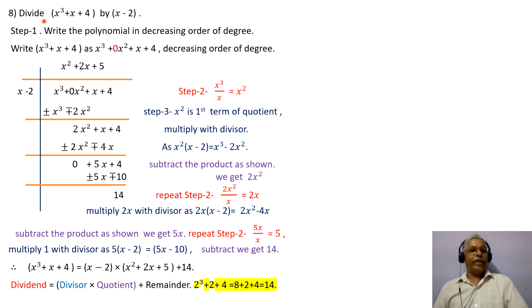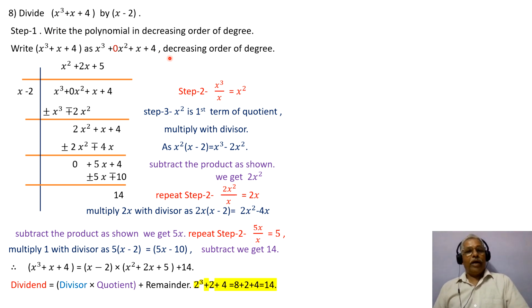Next one: divide x cube plus x plus 4 by x minus 2. You must have noticed that the x square term is missing in this. What should we do in such a condition? Step 1: write the polynomial in decreasing order of degree. As the x square term is missing, x cube plus x plus 4 has to be written as x cube plus 0 into x square plus x plus 4. This doesn't change the value of the polynomial.